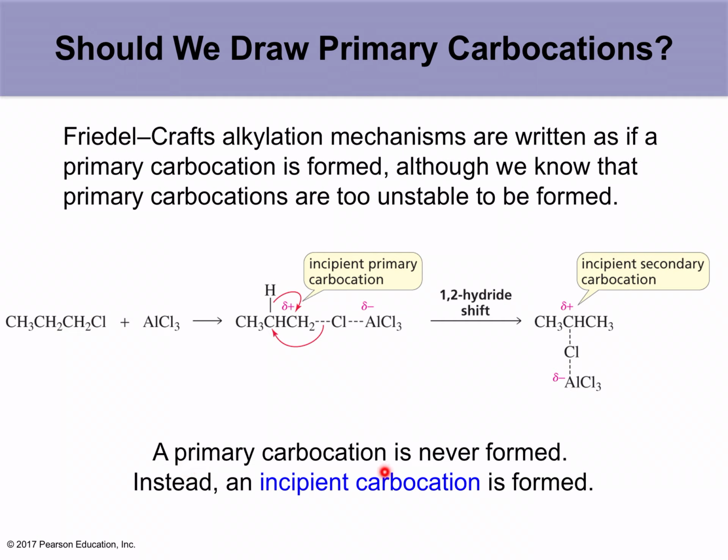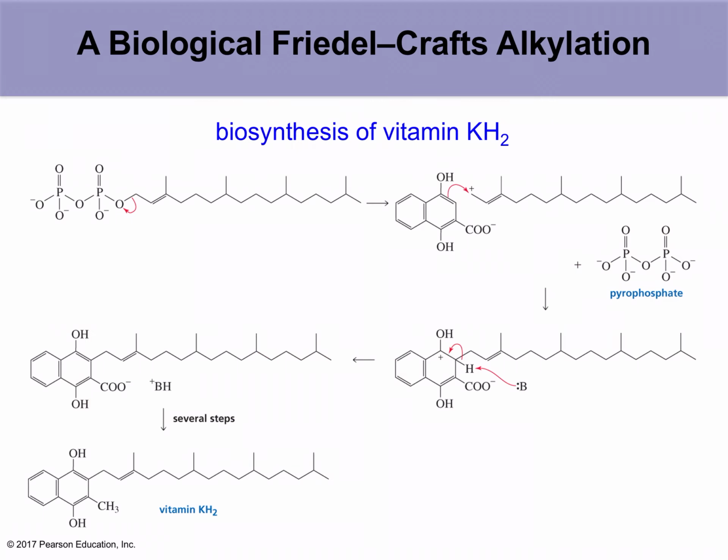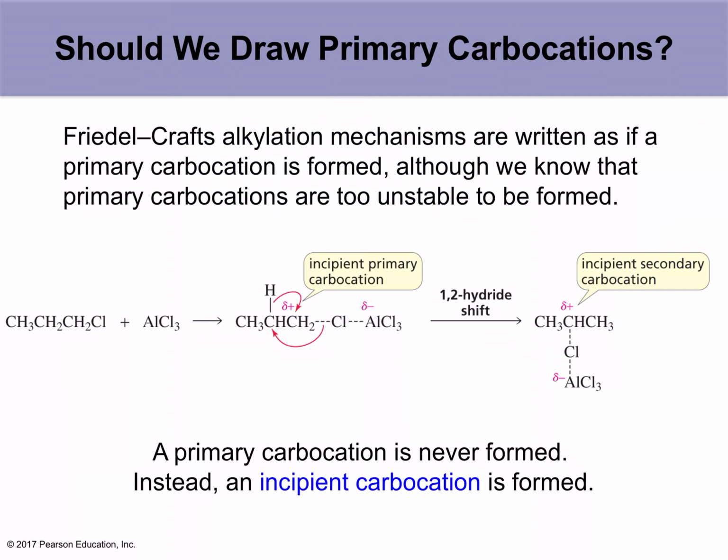So a primary carbocation is never formed. Instead, through this process that we are showing you with the arrows, an incipient carbocation is formed, which is this secondary carbocation. Okay, and then that is what adds on to the benzene ring. So always look for the carbocation rearrangement when you are doing alkyl substituents on a benzene ring under Friedel-Crafts alkylation.